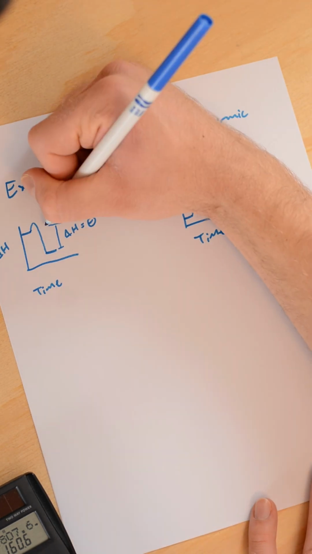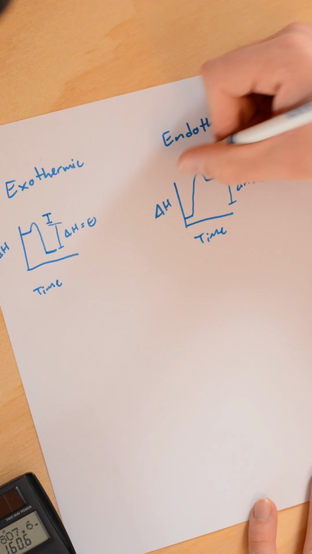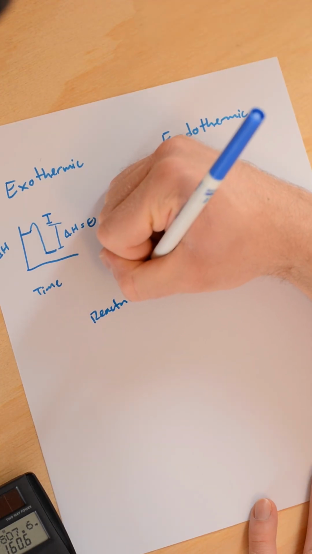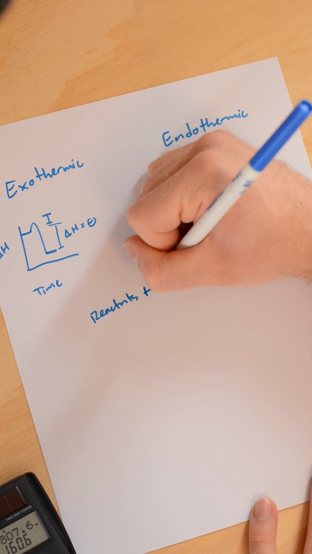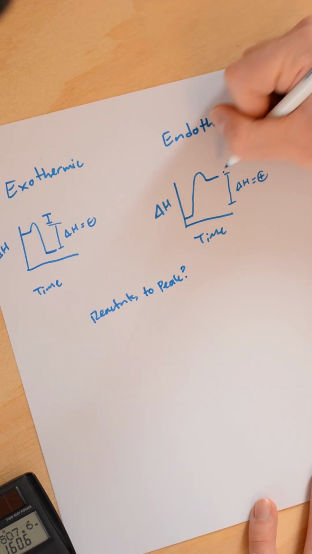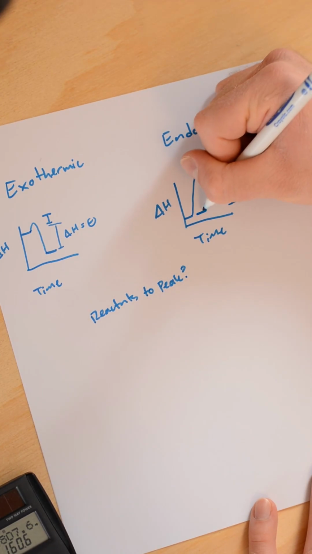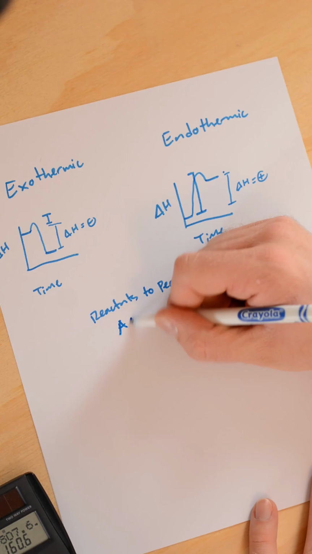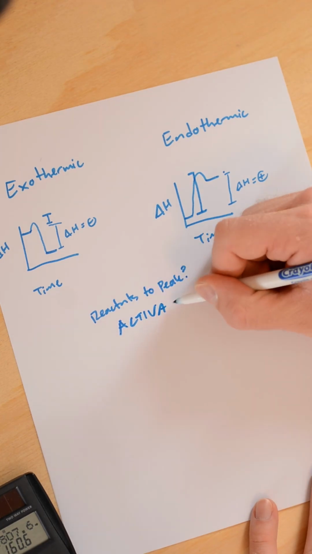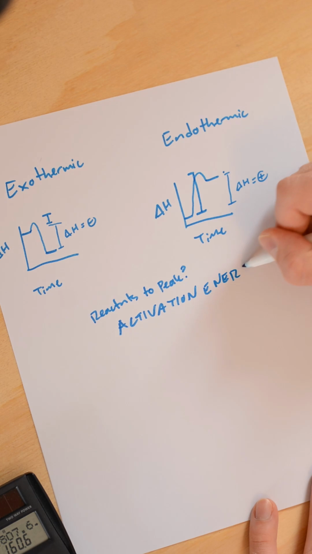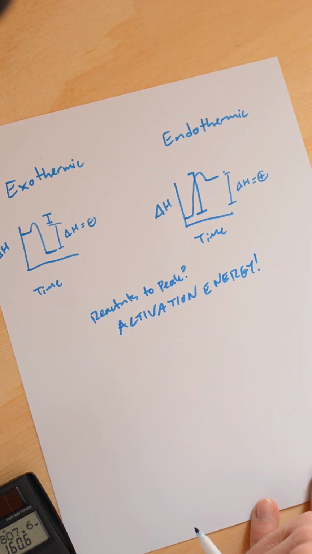What is this? Reactants to peak. And in this case, right, it's even higher. It's like that. What is that? That is what we call the activation energy. I was working with a student, we were talking about this the other day. We said, well, what is the activation energy?